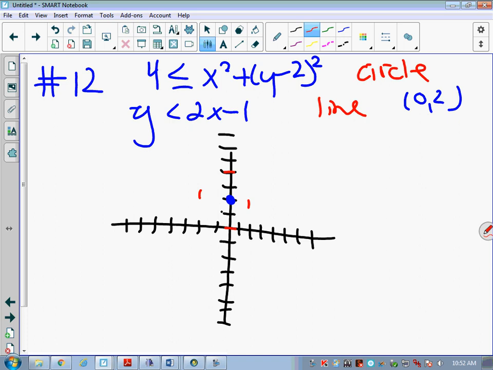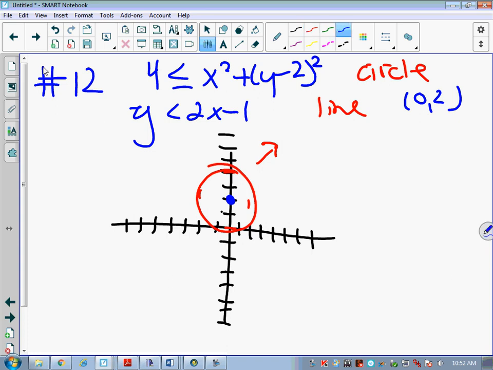So it should look something like that. Okay? And because the equation is greater than the radius, that means we're going to shade outside. So it's in relation to the radius.